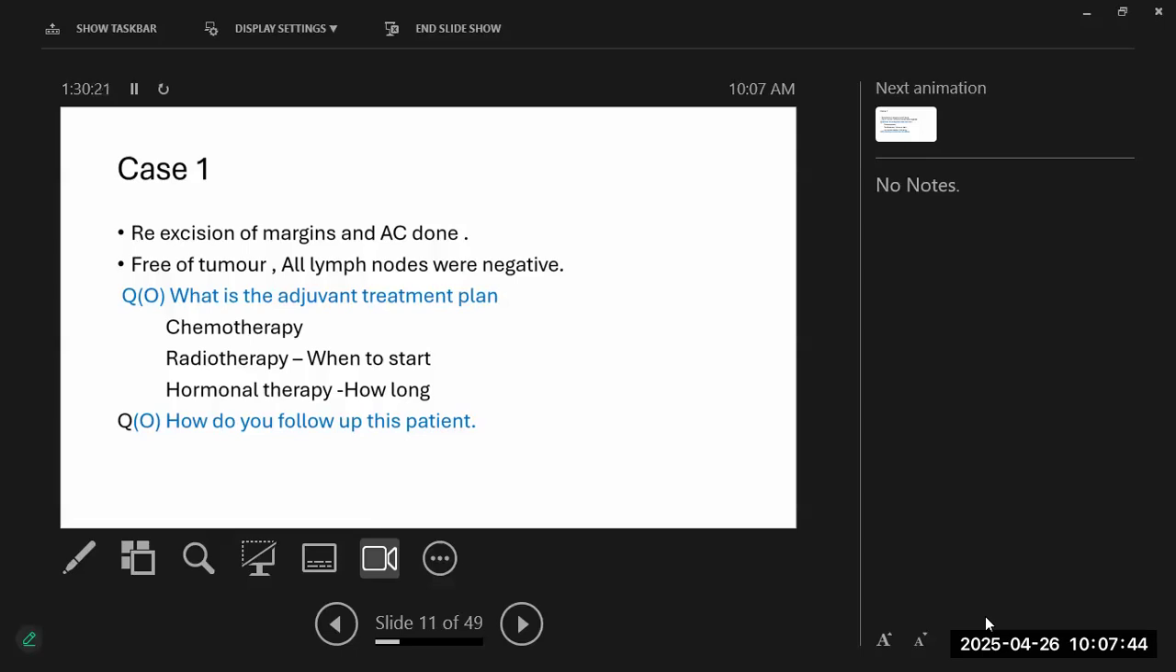So clinical assessment we can do every time. And proven follow-up investigation is annual breast imaging. For below 50, ideal breast imaging would be to do MRI once a year for 5 years during the follow-up. So 3 monthly clinical examination and yearly mammogram. That is yearly mammogram.